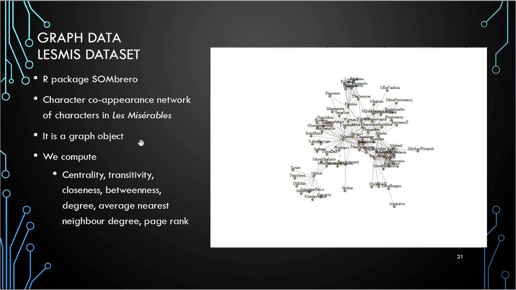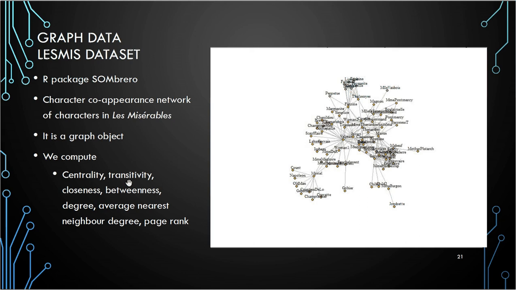What we compute are features of this graph object: centrality, transitivity, closeness, betweenness, degree of the nodes, the average nearest neighbor degree, page rank, these kinds of things. The features were motivated by one of Wilkinson's papers, the HDoutliers paper. And we compute these features.